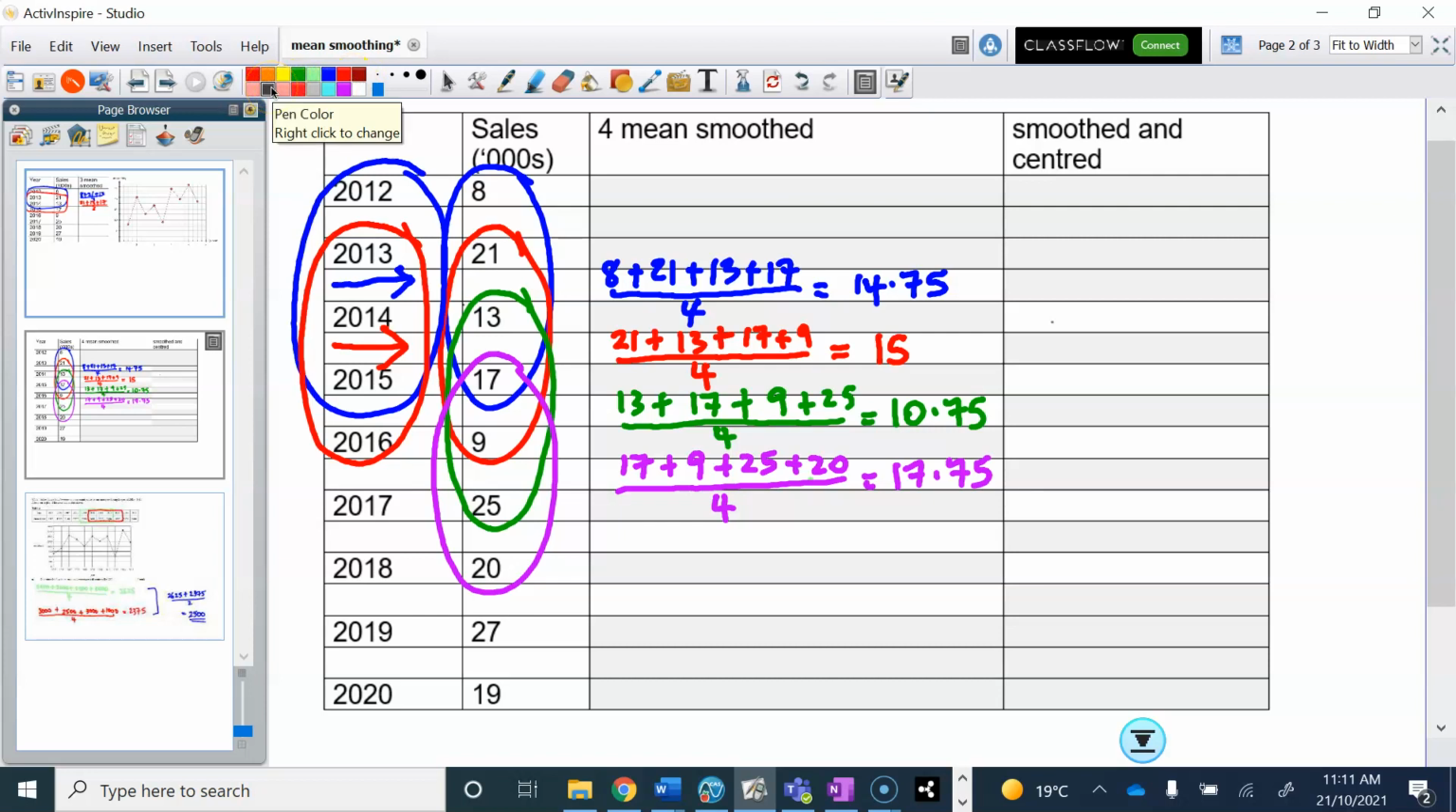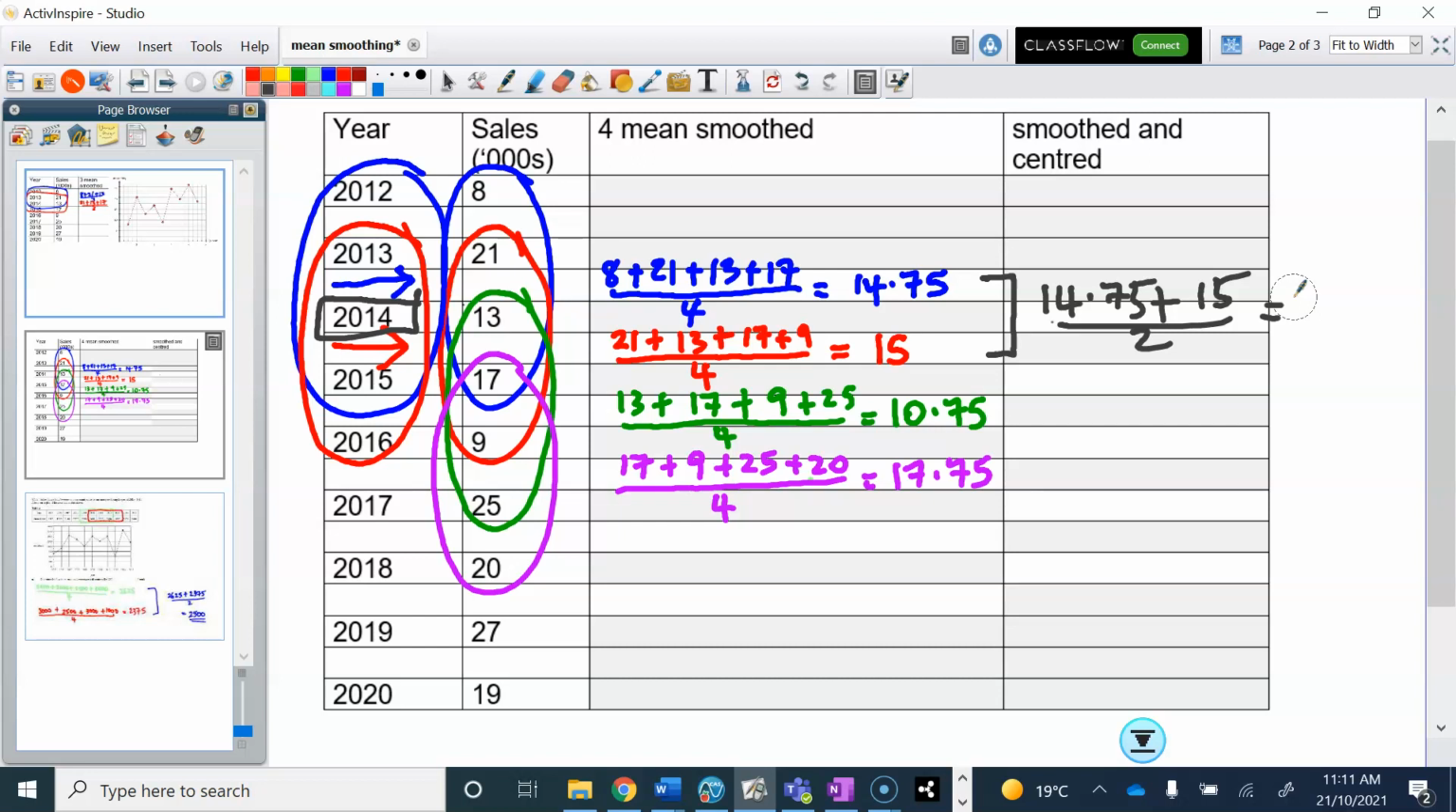If I was to then try and center that, what I'm doing there is finding now the mean of those 2 calculations. And you can hopefully see there that the mean of those 2 would correlate with 2014 on my graph. So to get that smoothed and centered value at 2014, I would do one final calculation of 14.75 plus 15 divided by 2. And that would give me the smoothed and centered data using 4 mean smoothing for the year 2014.